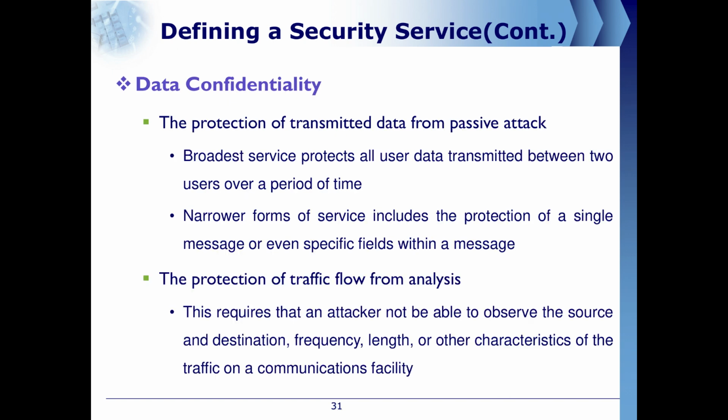Data confidentiality. The protection of transmitted data from passive attack. Broadest service protects all user data transmitted between two users over a period of time. Narrower forms of service include the protection of a single message or even specific fields within a message. The protection of traffic flow from analysis. This requires that an attacker not be able to observe the source and destination, frequency, length, or other characteristics of the traffic on a communications facility.